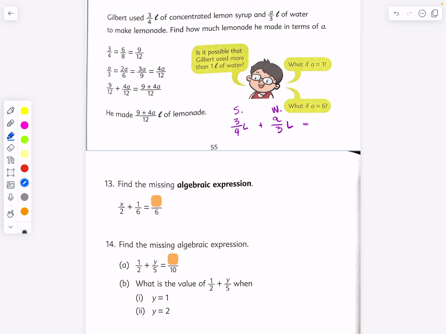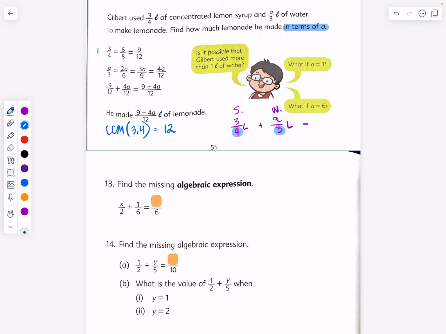We've seen this language in our algebra subunit. In terms of a means create an expression that contains a. You will not get an exact answer. You will get an expression. So, step one, do our fractions have the same denominator? No. One is out of 4 equal parts, one is out of 3 equal parts. What is the LCM of 3 and 4? I hope we all agree that it is 12.